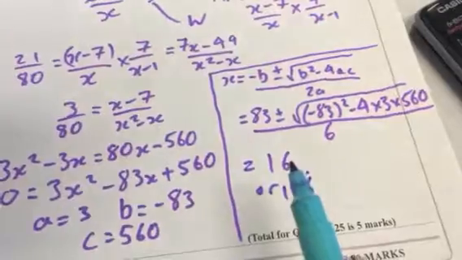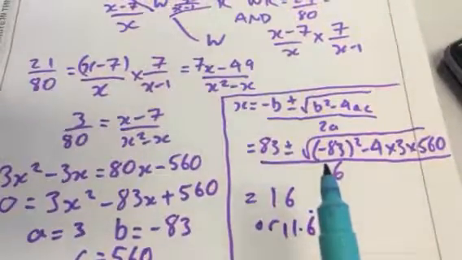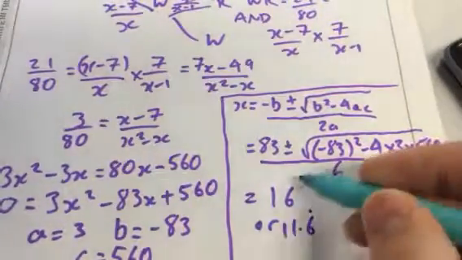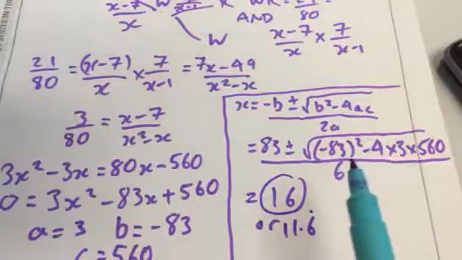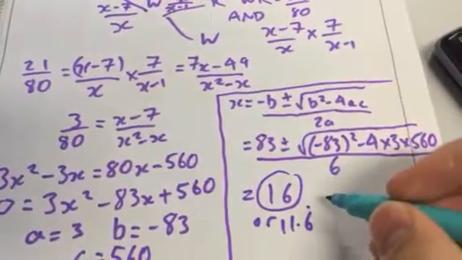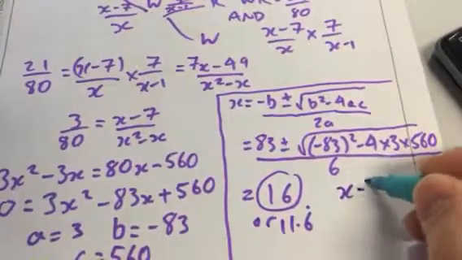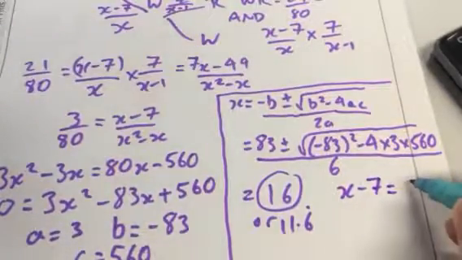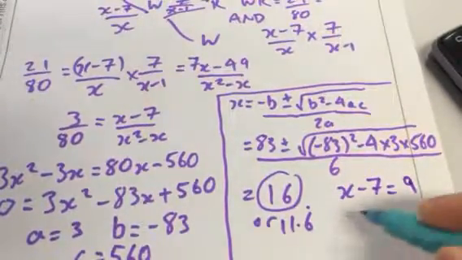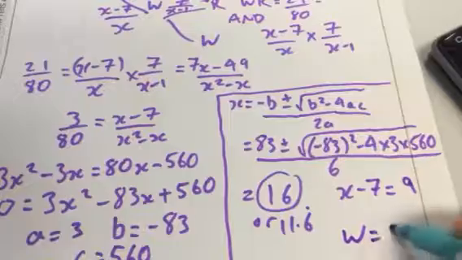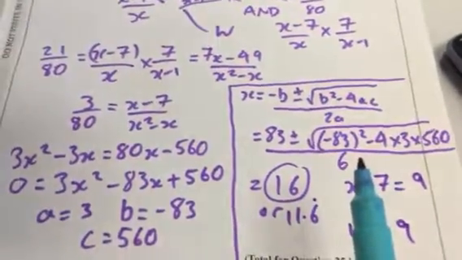Now we know that this had to be a whole number because x is the total number at the start. So I'll only take that x is 16. Now if x is 16, that means x minus 7 has to be 9. So the final answer is 9.